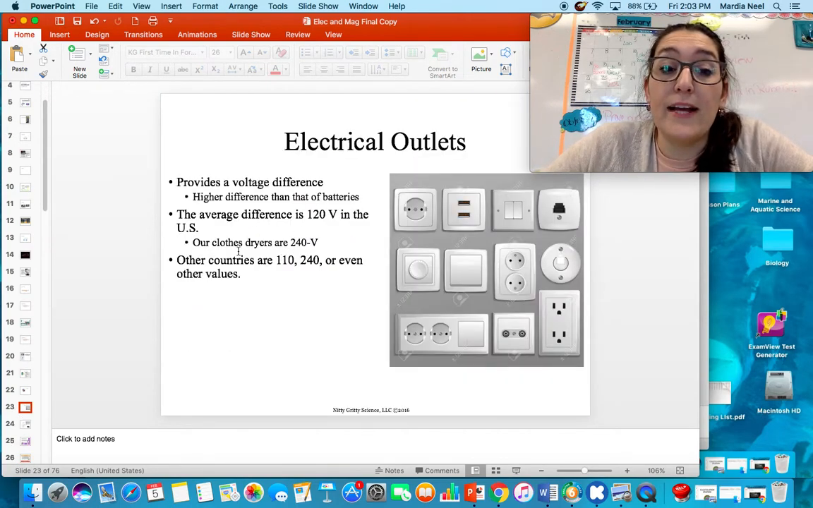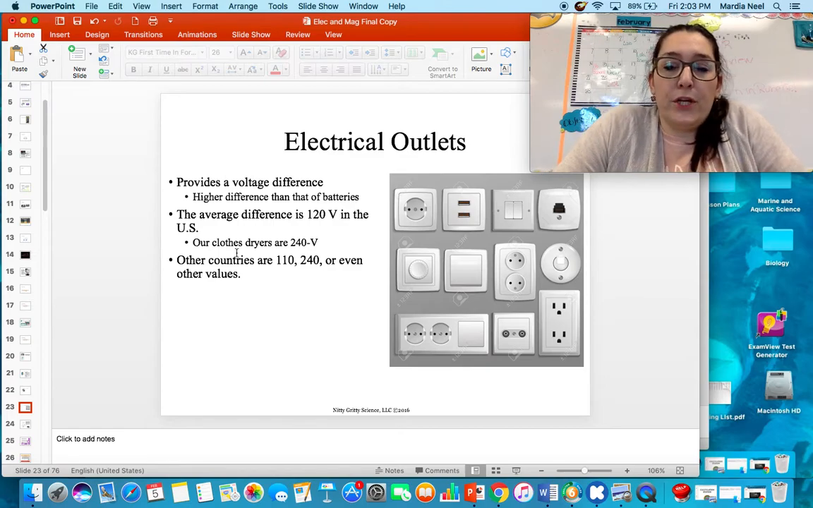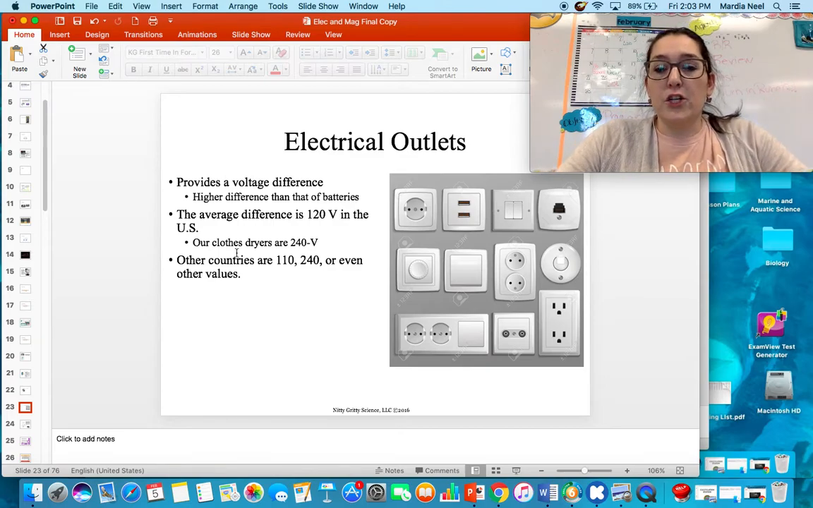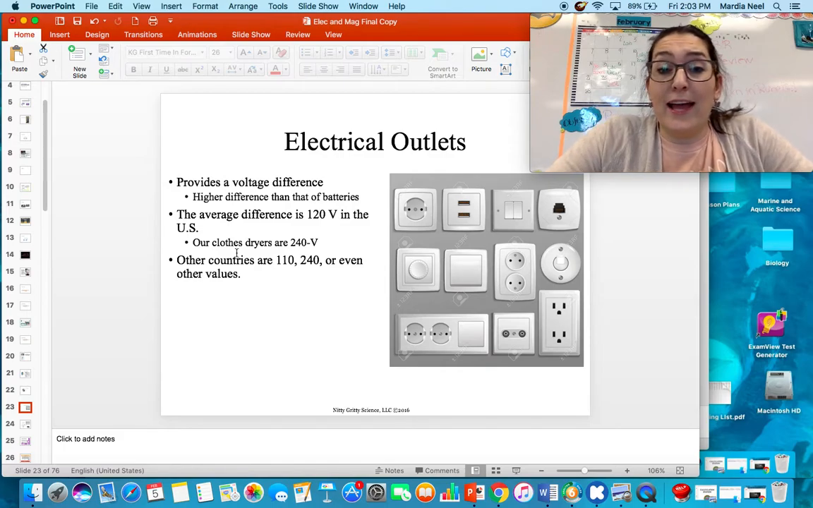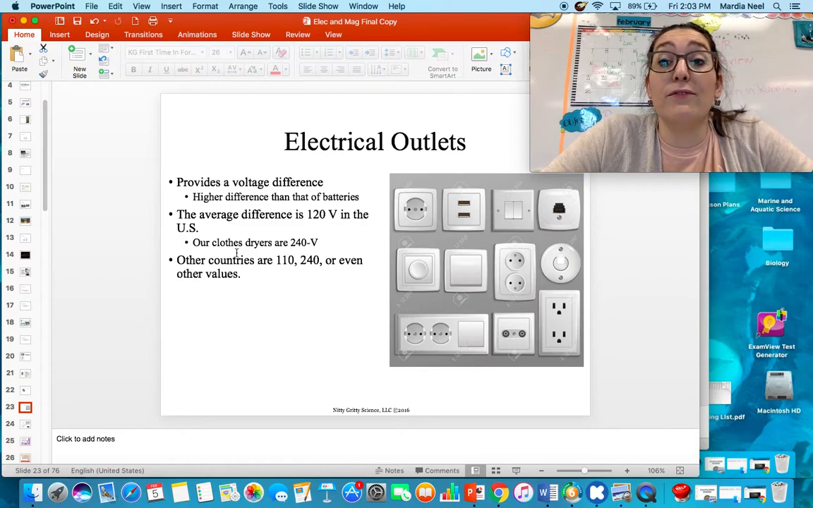Electrical outlets provide us with a voltage difference. So batteries do provide us with a voltage difference, but the voltage difference isn't that great. You're not going to get enough voltage to drive much with a car or with a simple dry cell battery. I actually tried to run the pump on my fish tank with dry cell batteries, and it wasn't enough voltage difference to run it. It ran it, but I burned the batteries up in a couple hours.